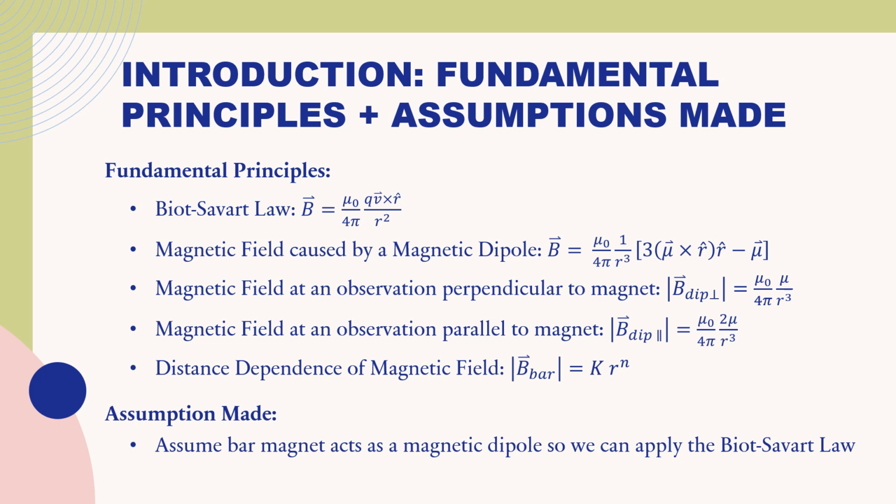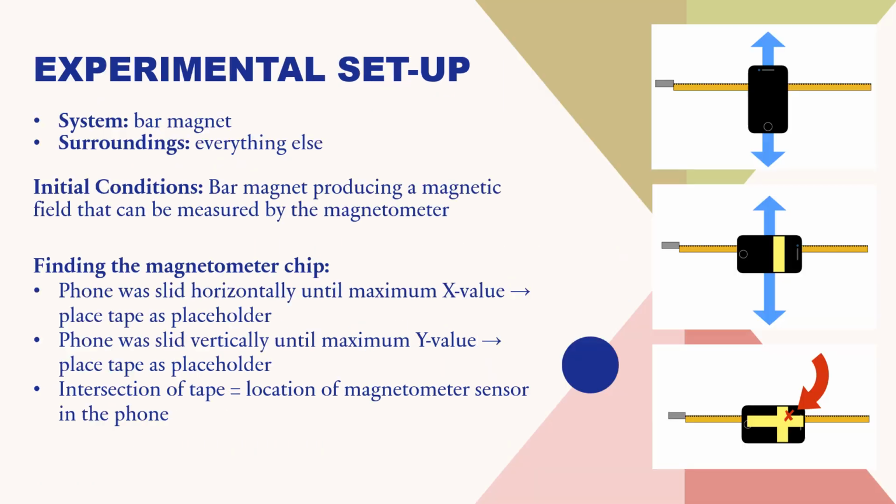Lastly, for our on-axis experiment data, we will also utilize an equation that captures the distance dependence of a magnetic field. As for the assumptions for this lab, we must assume that the bar magnet acts as a magnetic dipole, so we can apply a manipulation of the Biot-Savart law. Let's review the experimental setup. For our system, we have the bar magnet, and the surroundings are everything else.